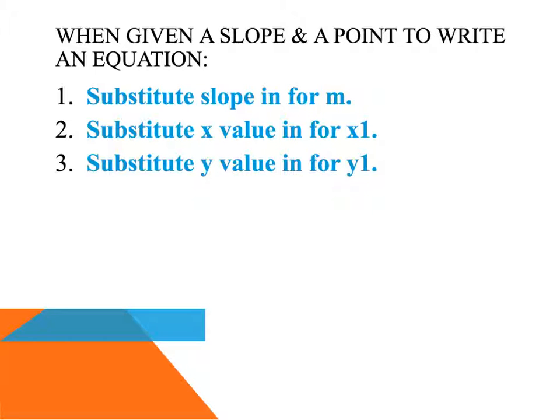When given a slope and a point, in order to write the equation, we have to substitute our slope in for m, our x in for x1, and our y in for y1.